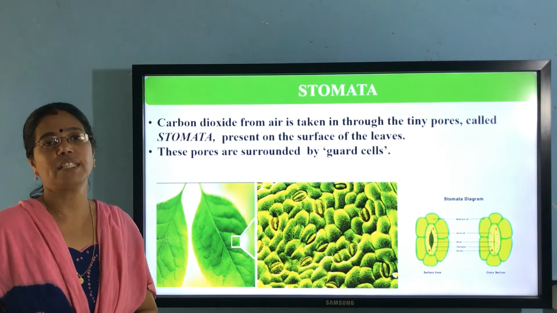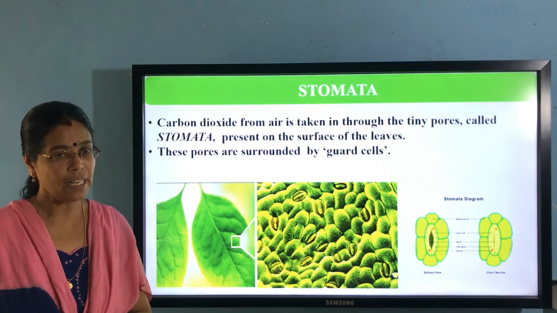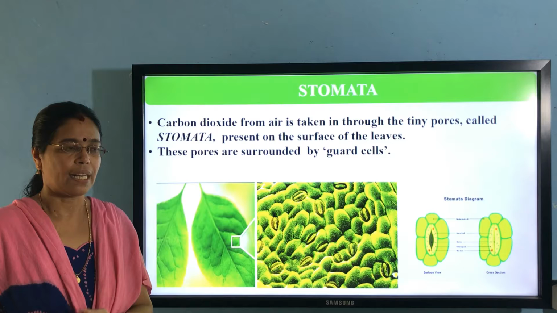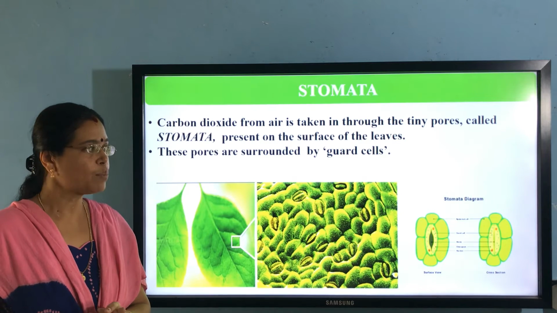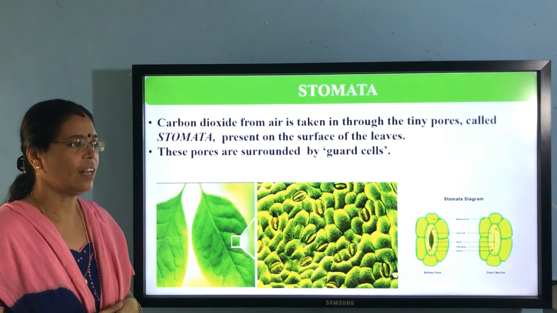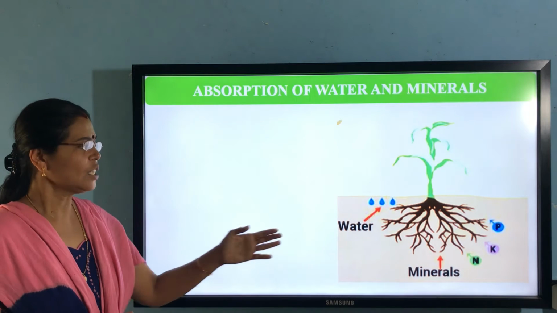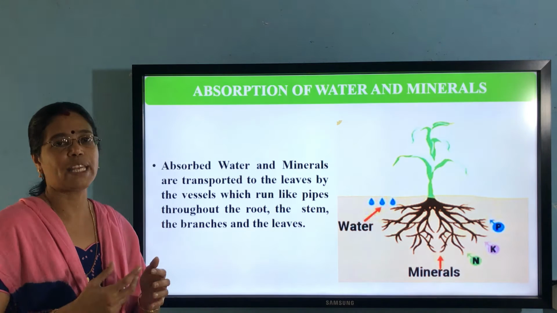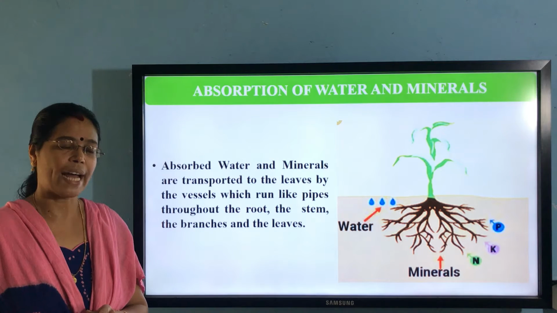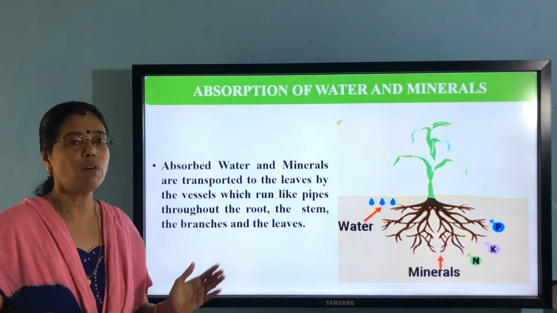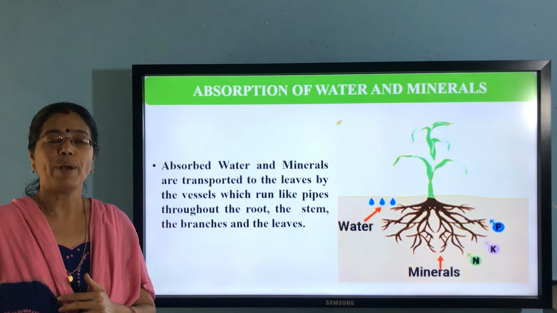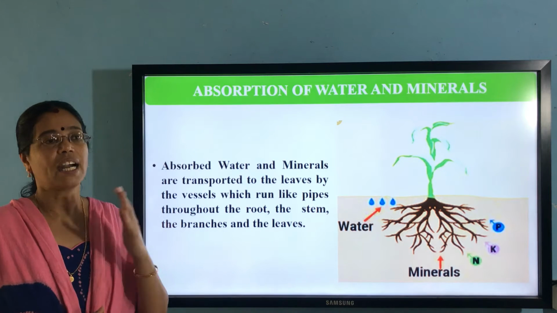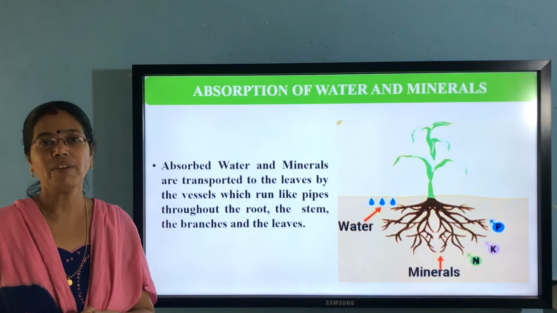The next important thing for photosynthesis is water and minerals. The soil contains many minerals. The plant roots absorb water and minerals from the soil. These water and minerals are transferred to the leaf by the vessels, which run like pipes throughout the stem, branches and leaves. Using all these materials, the plant prepares its own food in the form of carbohydrate. In plants, the carbohydrate is stored in the form of starch.